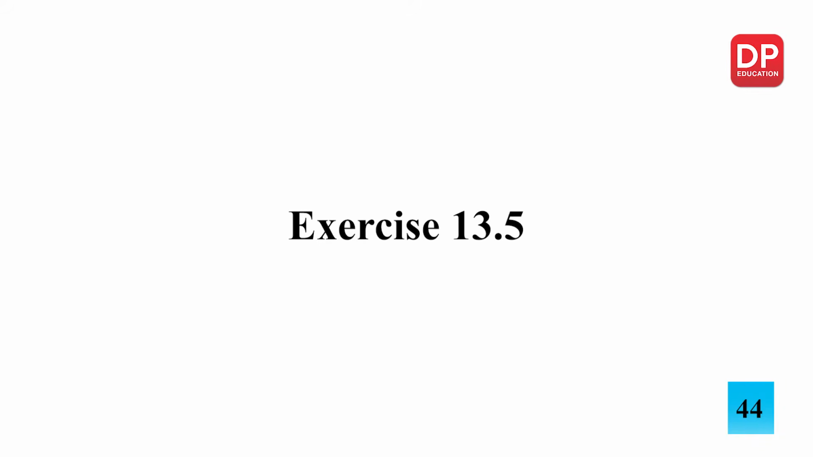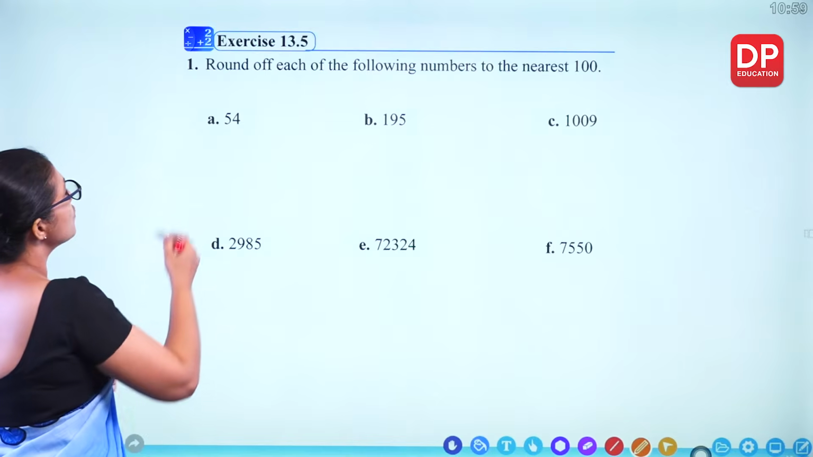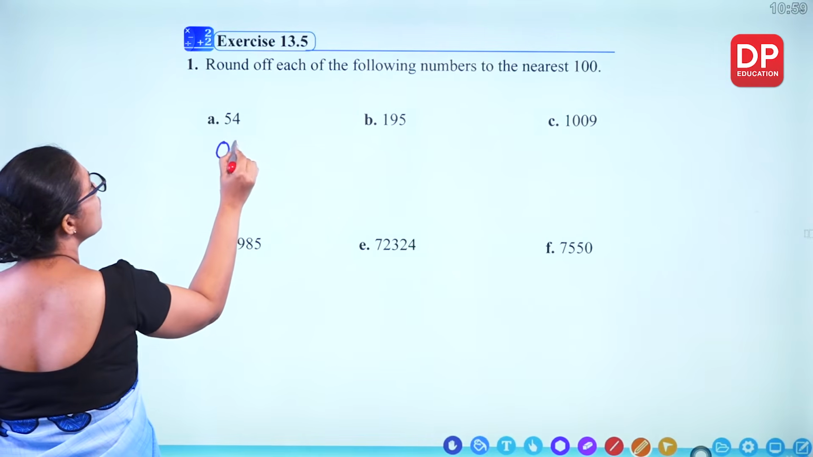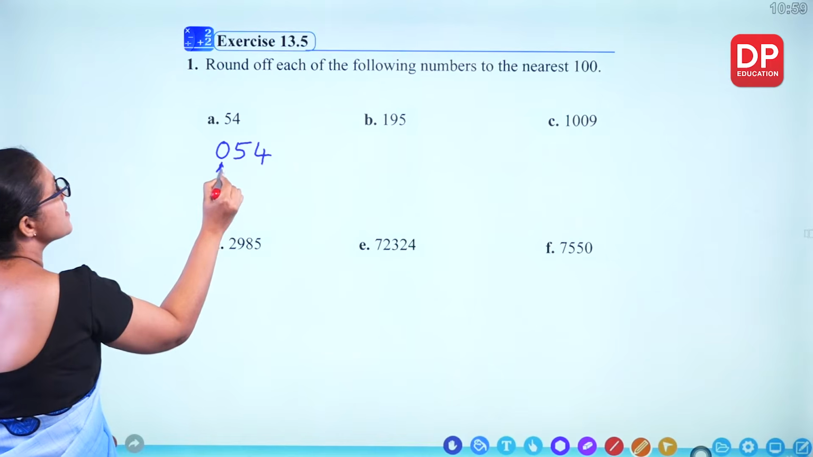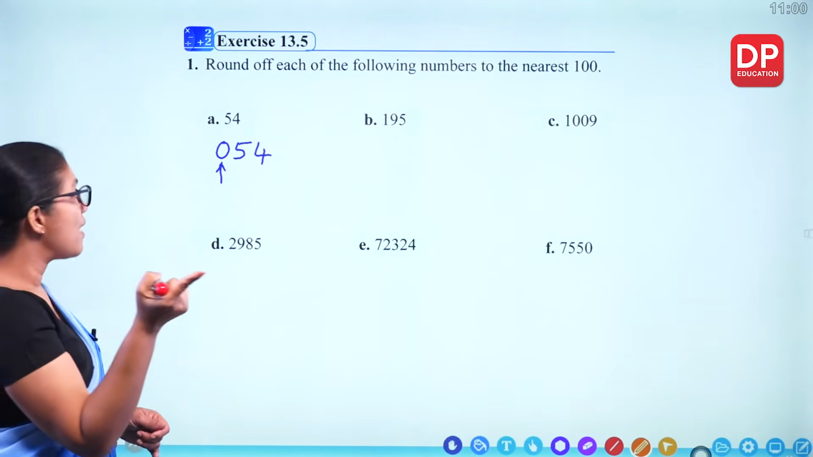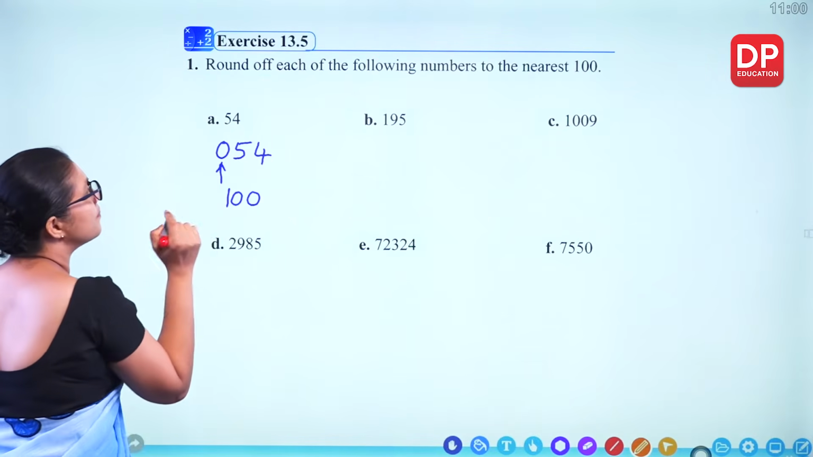Exercise 13.5. Round off each of the following numbers to the nearest 100. So nearest 100, this is 054. This is units, tens and hundreds place. So the next digit is 5 or more, add 1. So 100 is the answer.